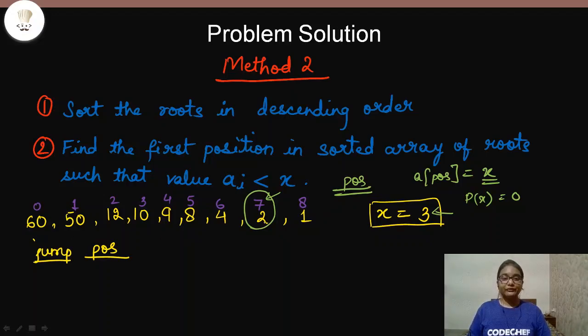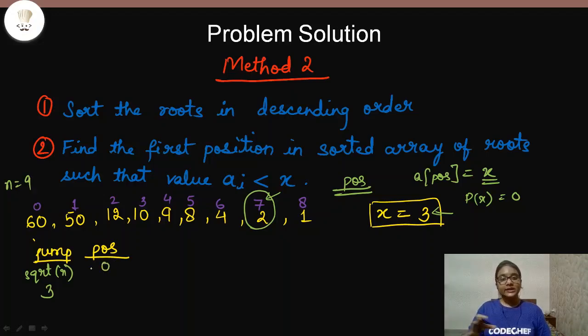But to find out this position, we will do some extra steps, and those extra steps will help us optimize our solution. So what those extra steps include is that we will take a jump value. Now this jump value will be the square root of n. So here n is equal to 9 because there are 9 roots of the polynomial that we have taken. So jump value will be 3 here, and position initially will start from 0, right?